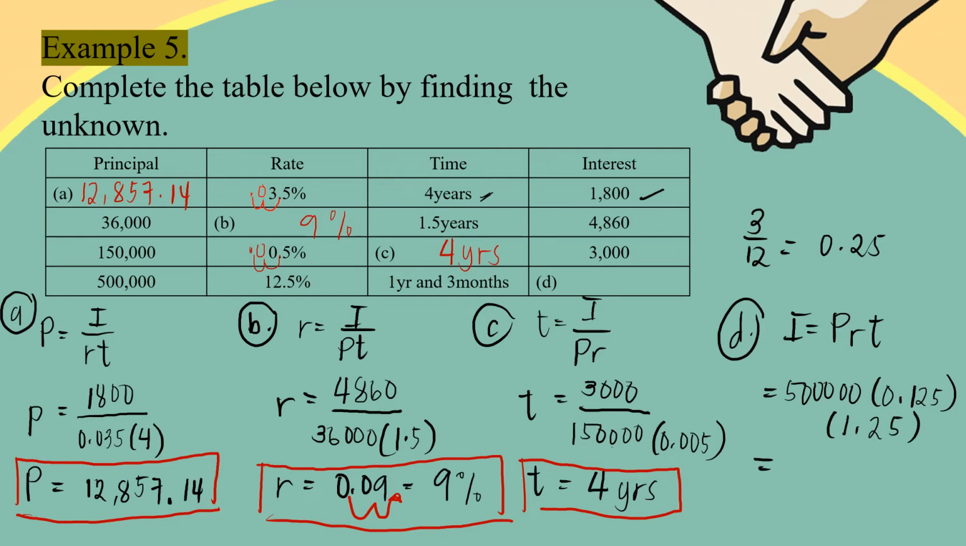So, multiply lang yan lahat. 500,000 times 0.125 times 1.25. So, ang makukuha ang answer ay 78,125. So, ito ngayon yung ating interest. Okay?